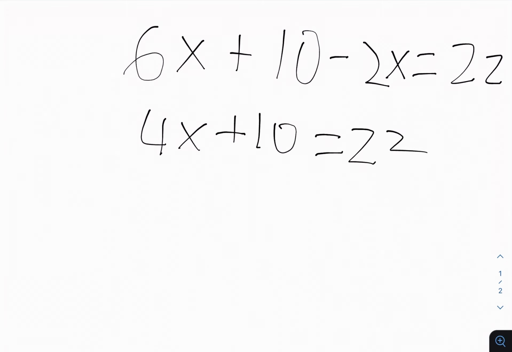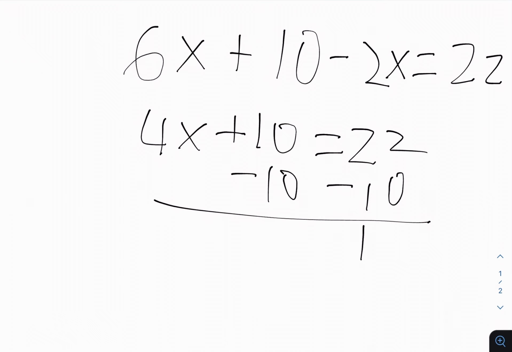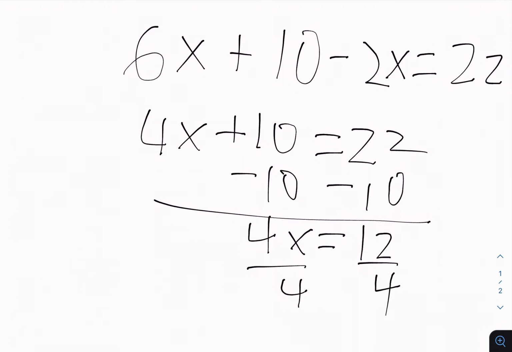And then over here, since 10 and 22 are both numbers, you can subtract 10 from both sides to get 12 equals 4x. To find x, you need to isolate x. Currently it's 4x equals 12, but that does not show what x equals, so you basically just divide both sides by 4. You get x equals 3. And let's plug it back into the equation to check if it works.